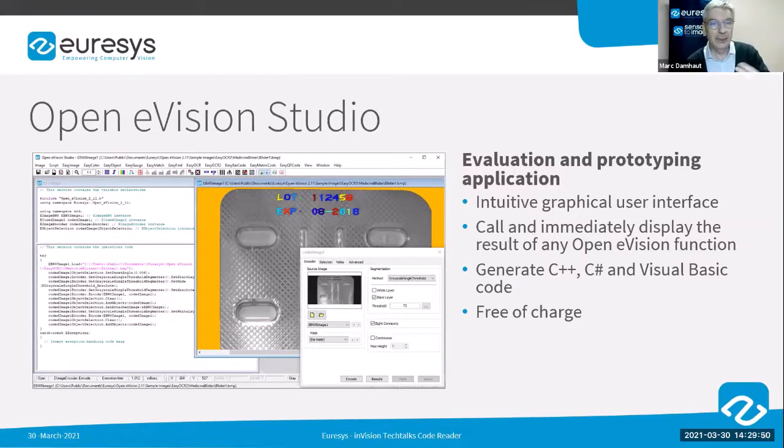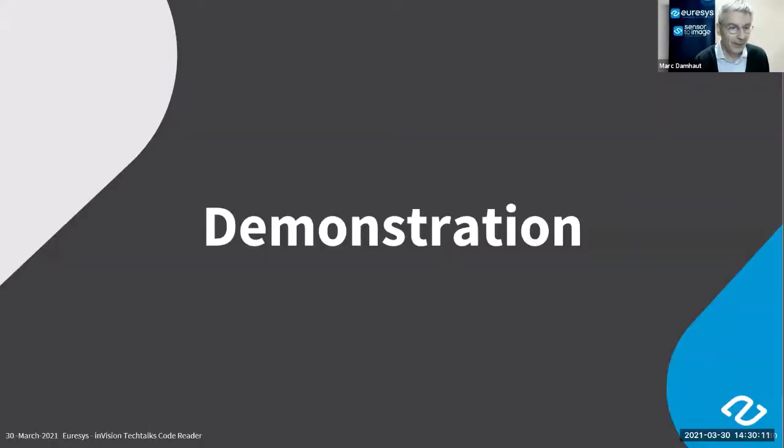So you can download it from our website, and using any of the libraries from OpenVISION Studio is also free. You do not need any license. So everything that I'm going to show to you today, you can do it at home after this presentation without having to purchase anything from us. So let's switch to the demonstration.